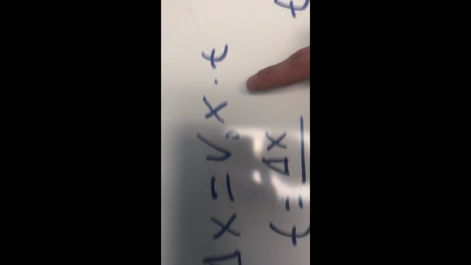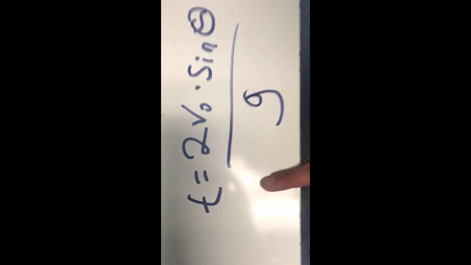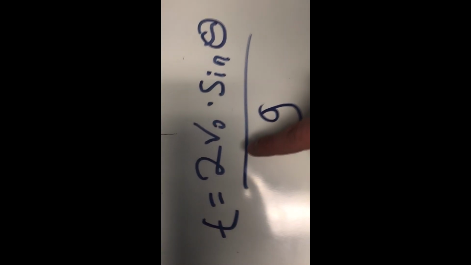And then this is the starting equation to solve for time. And as we work through it, we get that the total time in the air is time equals 2 times initial velocity times the sine of theta, divided by g.